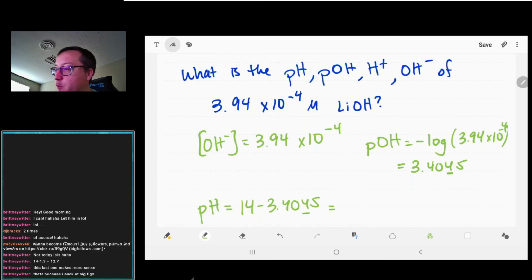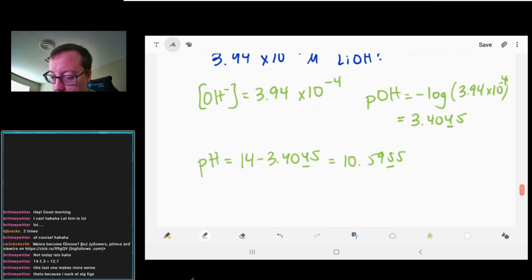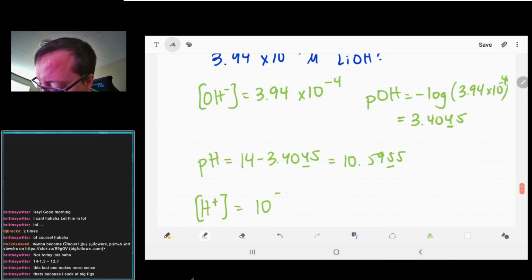All right, and so if we do that, 14 minus 3.4045, we get 10.5955, 3 sig figs there. And then for H plus, we can just do 10 to the minus 10.5955. Or we could do the other way, it doesn't matter. 10 to the negative 10.5955.